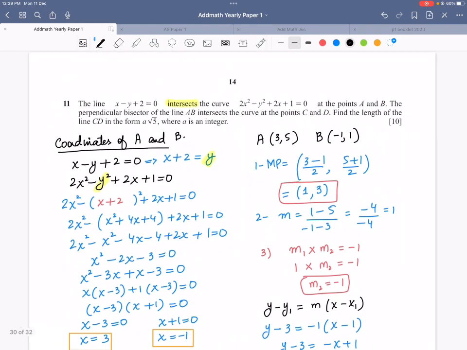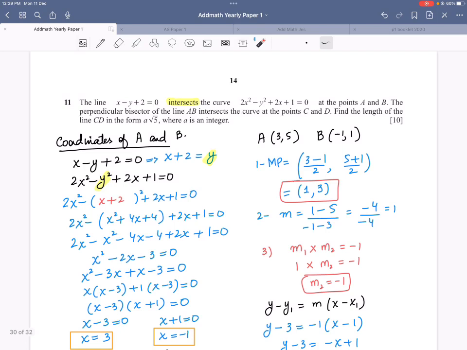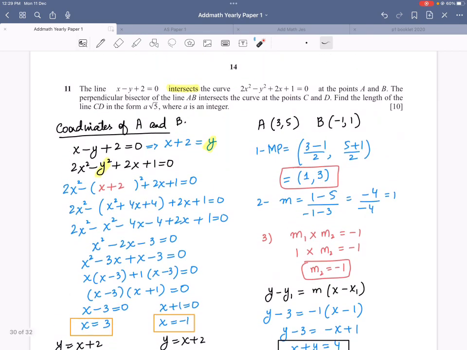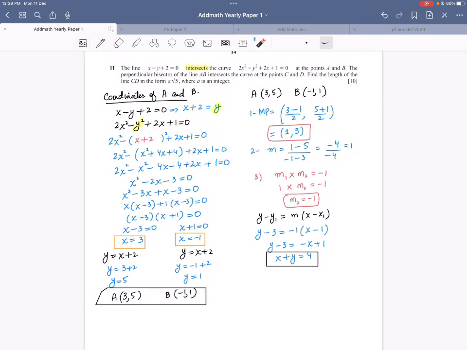After that, we have done our question up to this part, the perpendicular bisector. Now this bisector intersects the curve at points C and D. That means we need to solve the simultaneous equations of the bisector and this curve. Alright, so I am going to write down the equation here first. We have 2x squared minus y squared plus 2x plus 1 equals 0, right?